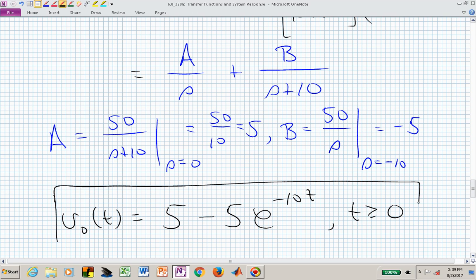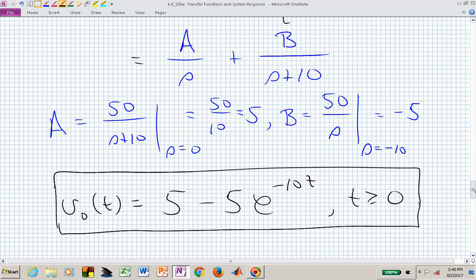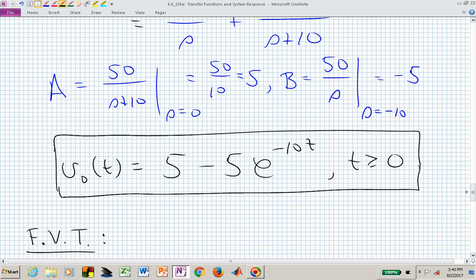That's now what happens when we inject a step of magnitude 5 into a low-pass filter that has an RC, or a time constant, of 1/10. And from this v sub 0 of t, you should be able to find what's going on for all values of time. Where do we start? And where do we end up? We could do that by just looking at limiting values on time in our v sub 0 of t expression. And we could check those against the final value theorem and the initial value theorem.